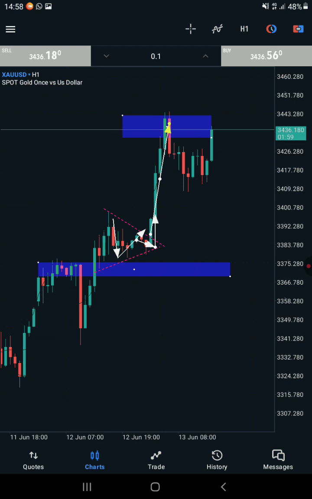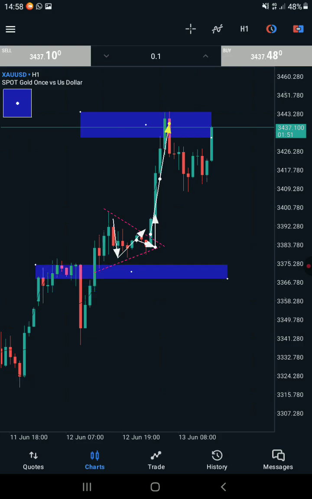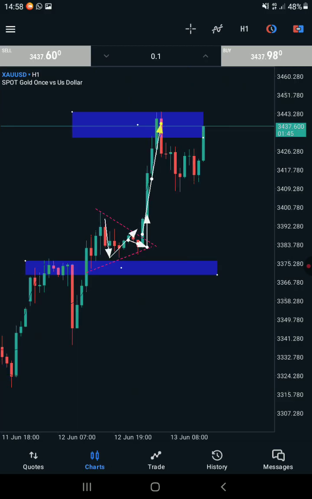Imagine you enter somewhere there, you are taking profit somewhere there, stop loss this region, just somewhere below there. Exactly, it did that. So when trading chart patterns, it's so much simple.